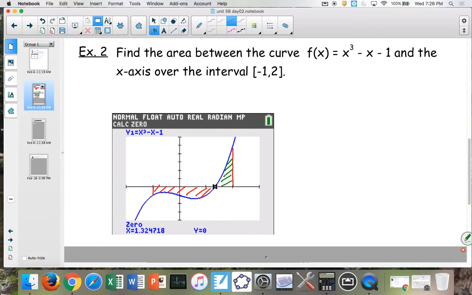And the 0 is at x equals 1.324718 approximately. Now I don't want to round that number and write my integrals out. So what I would like to do first is write it by hand, and then I'll show you how to do it on the calculator. So we want to do the integral from -1 to this x value, this 1.324 value. I'm just going to call that a.